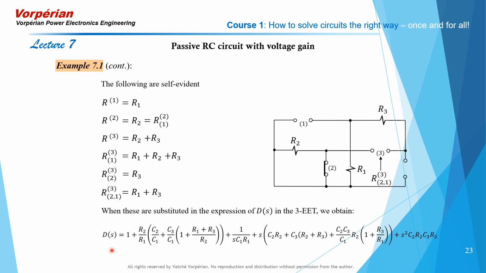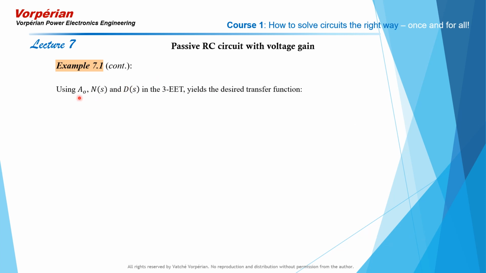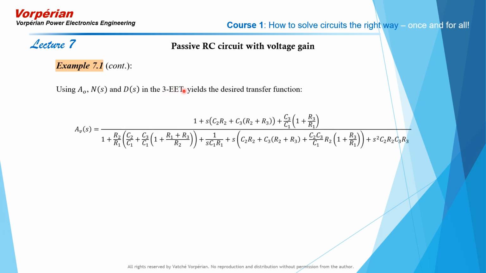And there you have it. You've determined the denominator of that transfer function completely by performing these 6 purely resistive calculations. You figured out the third order denominator by performing 6 simple resistive calculations. Now we substitute A0, N of S, and D of S in the 3 extra element theorem and obtain the desired transfer function A_B of S.